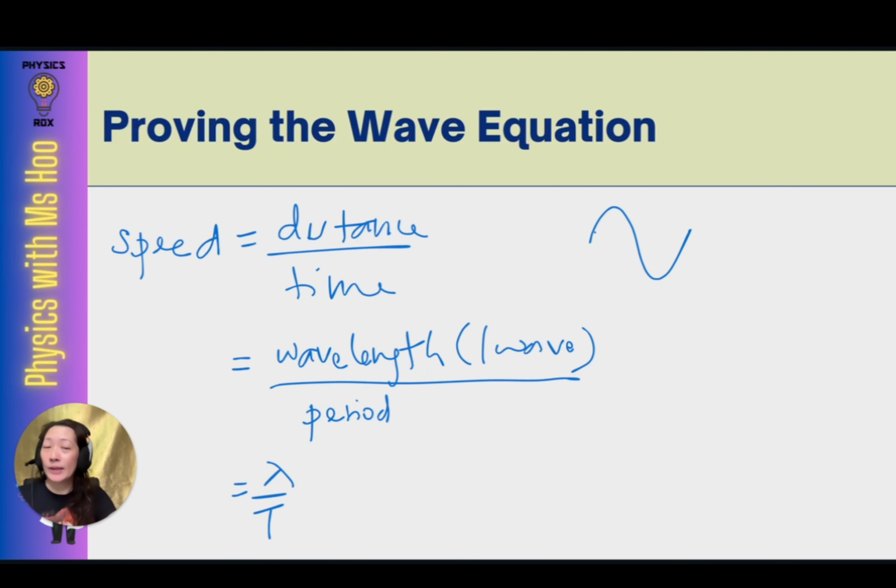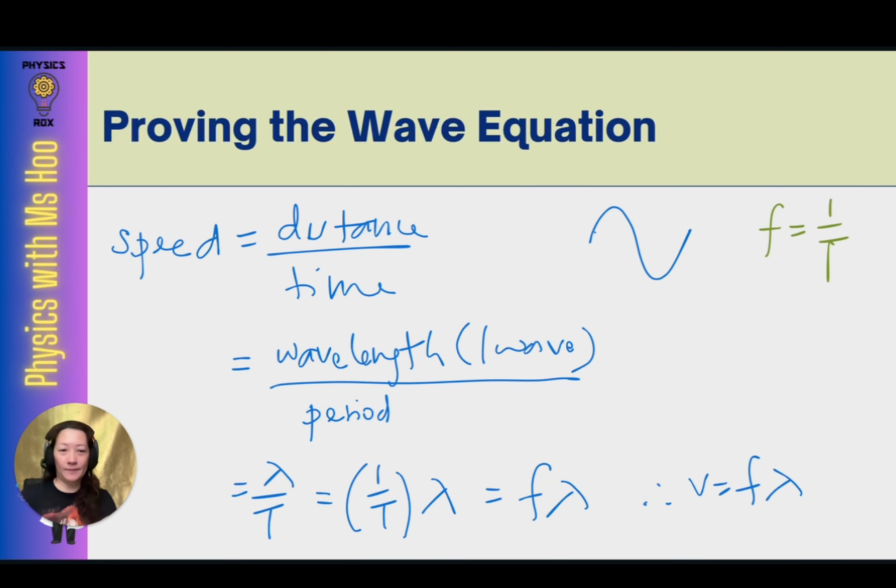Now, let's recall, we did learn that there is a relationship between frequency and period. So I'm going to write that on the side here in a different color. We know that frequency is 1 over period. So F equals 1 over T. If we come back to the formula at the bottom here, we can rewrite this as 1 over T times lambda. 1 over T is equal to F. So you'd get F lambda. And speed, as we know, is V, and that's how we get V equals F lambda. So that's how this equation was derived.